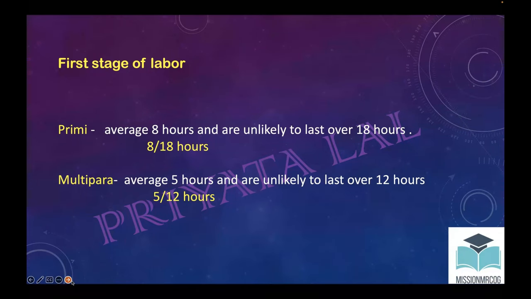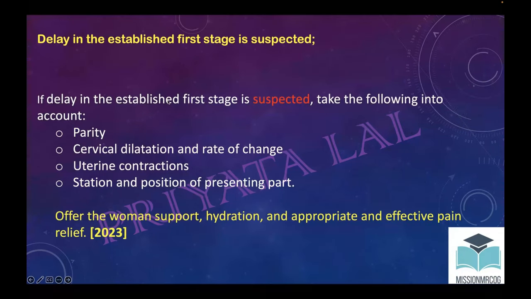Now if a delay is suspected, then you need to look at the parity of the patient, the dilatation and how much the dilatation is progressing, the contractions, and the station and position of the presenting part. Now if it is suspected, offer the woman support, hydration, and appropriate pain relief. This was there previously also, but they have highlighted it in the 2023 guideline.